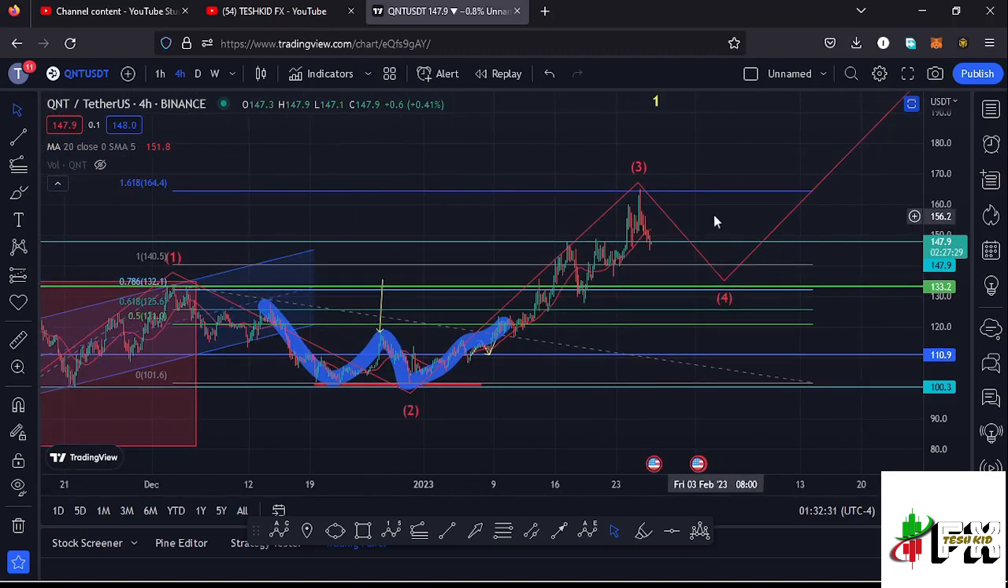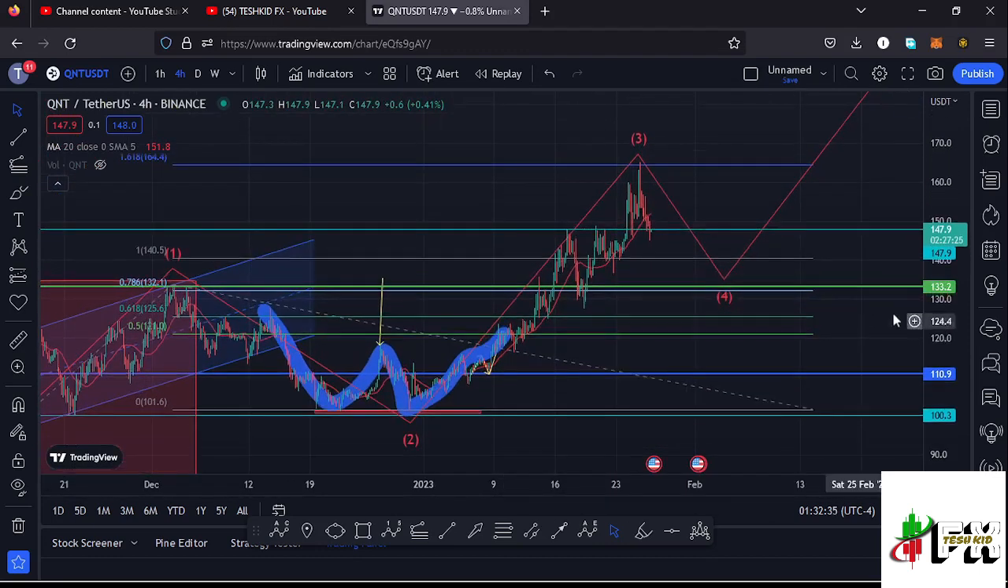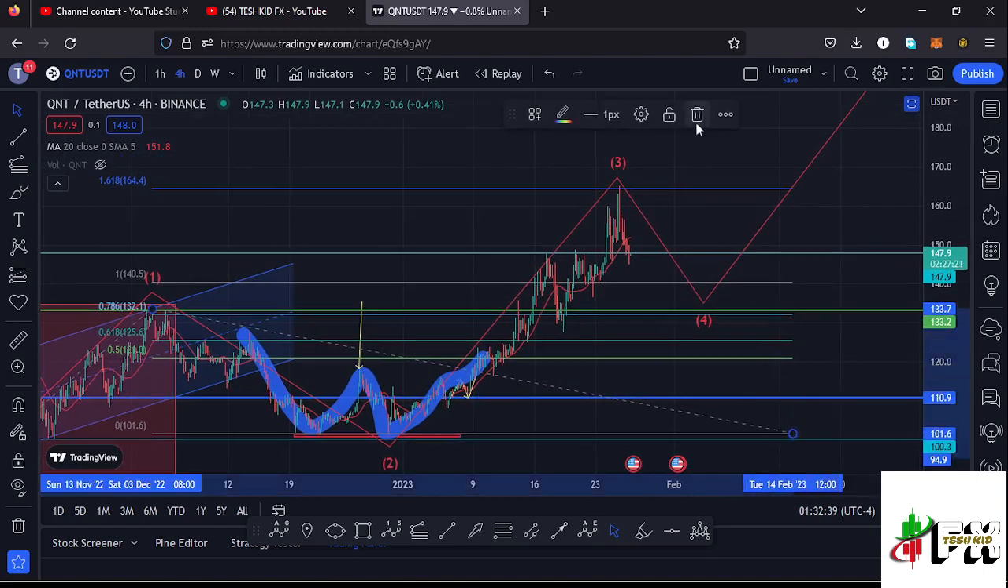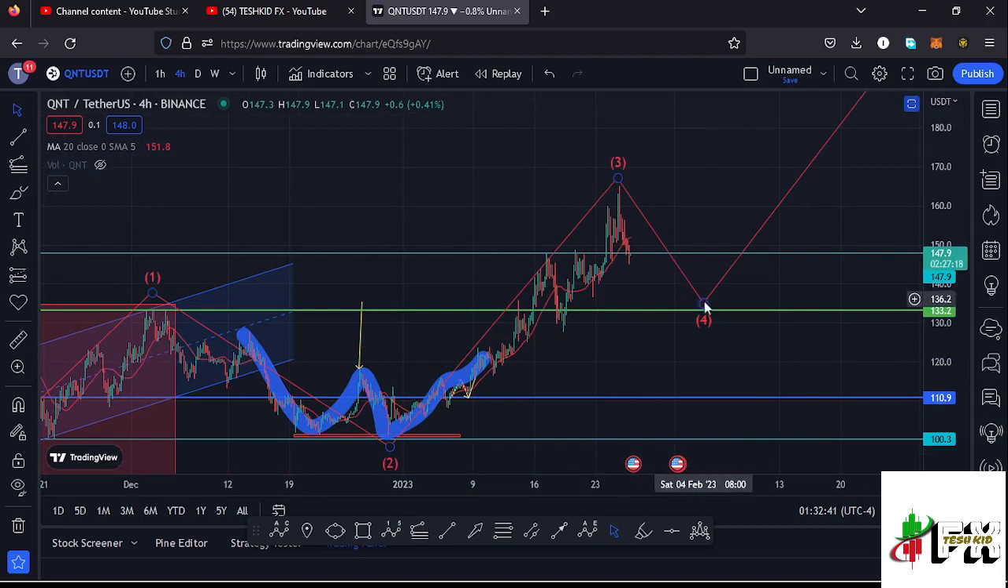That means what we expected in this bounce to the upside in the formation of this wave 3 has been fully maximized, and what we are seeing at the moment could be the start of the formation of this wave 4 to the lower side.